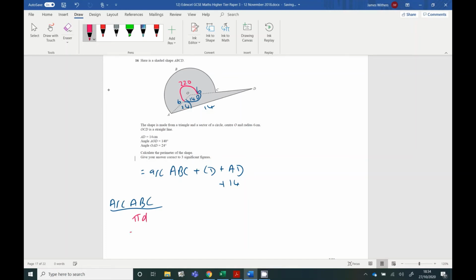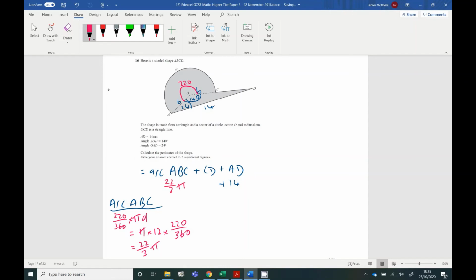Okay, so that would be pi times the diameter, which would be 12. But we want to have 220 degrees worth out of 360. So we need pi times the diameter times 220 over 360 degrees worth. That's the proportion of the circumference that we require. Now 220 over 360 times 12 times pi is 22 over 3 pi. That's exact, so let's keep it like that. So that's 22 over 3 pi.